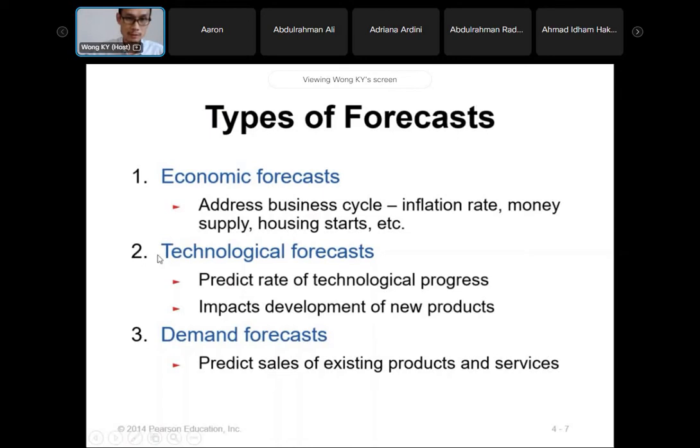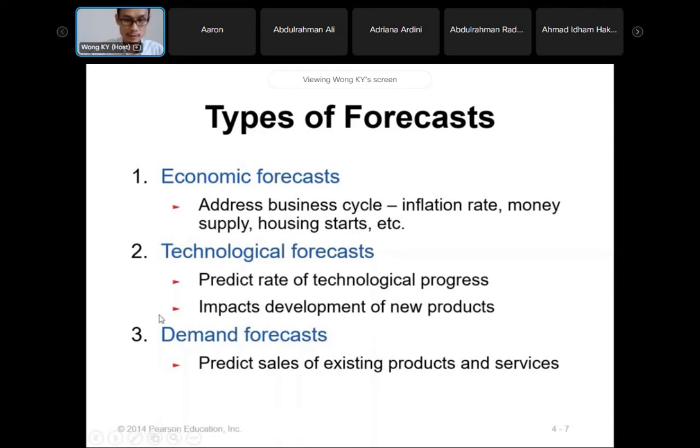In addition to economic forecasting, we can also have technological forecasting. So technological forecasting is more on forecasting the success rate or failure rate of technology, or forecasting the progression rate of the technology, and even forecasting the impact of the technology. And the third category is demand forecast.